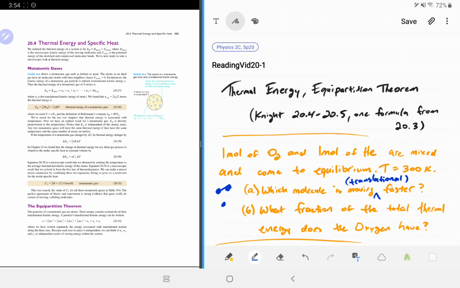And then, as we'll see, oxygen actually carries more of the thermal energy in this mixture. And it's not because oxygen is heavier. So even if this was lighter than this element right here, it would still be the case that the oxygen had more of the thermal energy. So we'll have to talk a little bit about that.